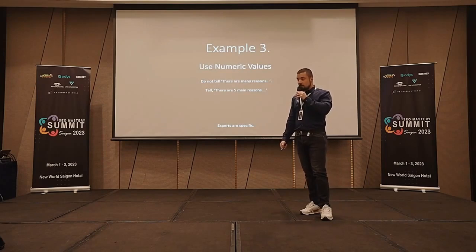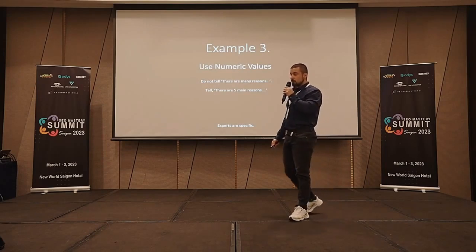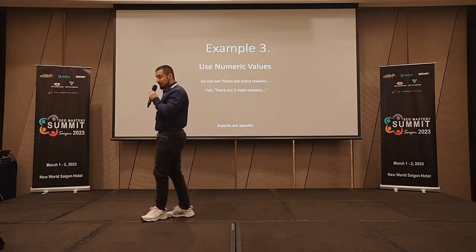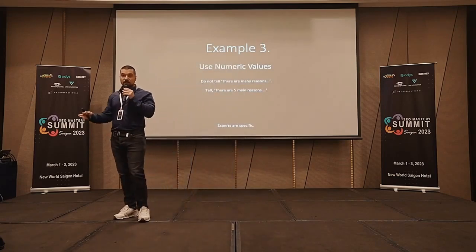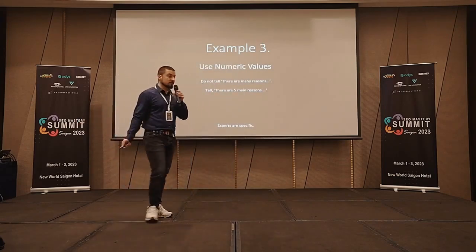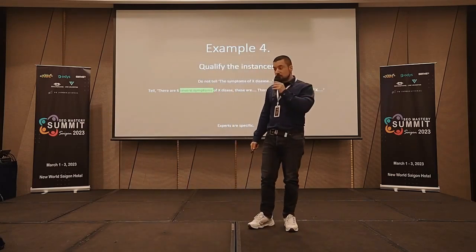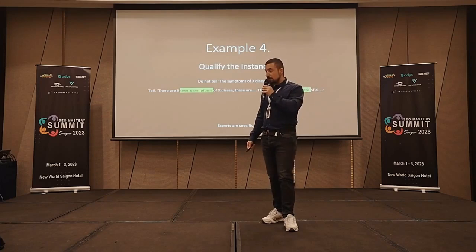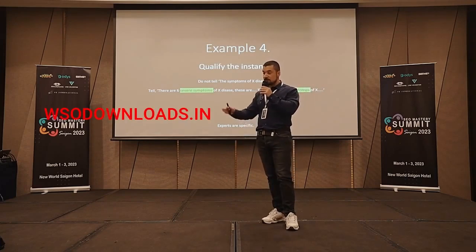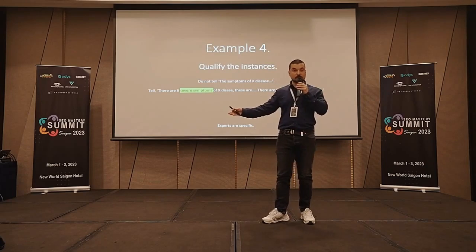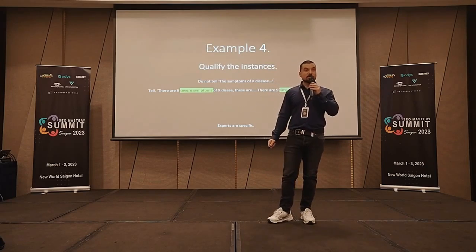So use numeric values. I always tell my authors, do not tell me how many reasons exist, or do not tell me there are many reasons. Just tell me there are 5 main reasons, 6 main reasons, or 7. Just use a numeric value in your sentences. Sometimes numeric values are also not good enough, and you will need to be more specific. For instance, 6 severe symptoms or 9 rare symptoms, because expertise requires using numbers.